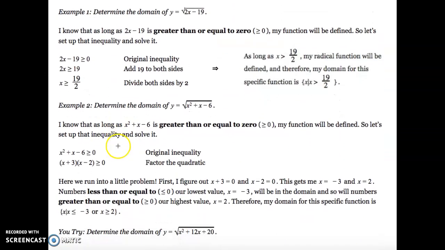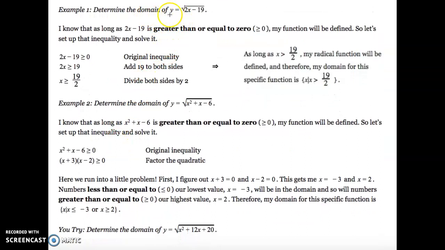So let's walk through these two examples. So I have determined the domain of this radical equation. So I take whatever's underneath my root and I make it greater than or equal to 0. And then it looks like I add 19 to both sides. That's how I get this equation. And then I divide both sides by 2. And that's how I get this inequality.